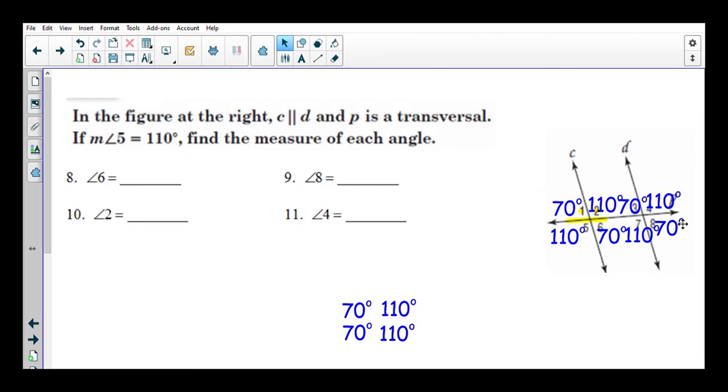So again, you see a lot of the same angle measures being repeated anytime you have parallel lines intersected by just one transversal. You'll see some questions where there's two transversals, and then that gets a little bit more complicated. So let's fill in these angle measures here.